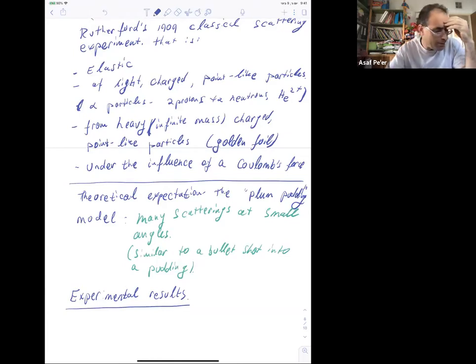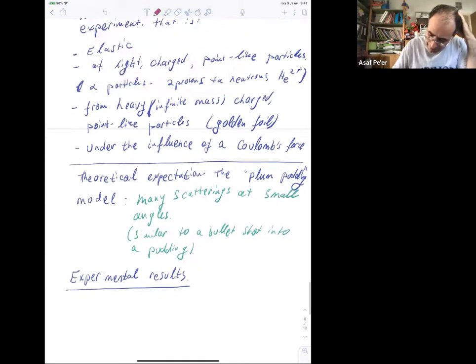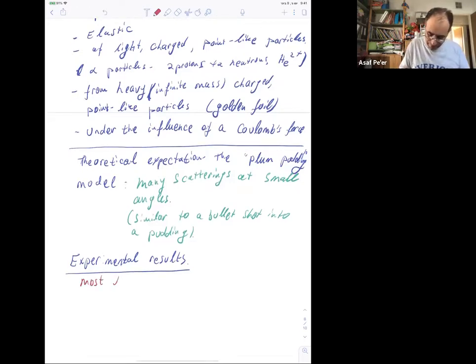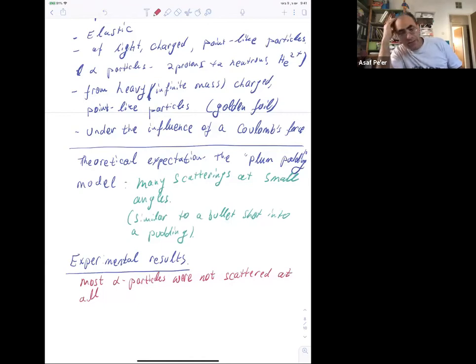Now I don't remember the story. How did he realize that there were a few scattered to very large angles? Because he needed to put a screen on the other side, and I think initially he didn't put any because he had no reason to expect he would see anything there. But you have to read that somewhere. Remember, physics is an experimentally based science, so whenever there is a clash between theory and experiment, the problem is always in the theory. So the experimental results contradicted the expectation: most alpha particles were not scattered at all, and a small fraction were scattered at very large angles.